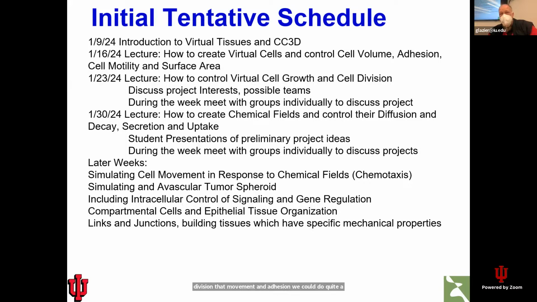And then the following week, we'll start talking about chemical fields, how to control secretion, absorption, cell response to chemical fields. And then beyond that, we'll talk about how cells move in response to chemical signals. We'll begin to build a little avascular tumor spheroid simulation. Later in the class, we'll talk about intracellular control of signaling and gene regulation. And then I hope we'll get into some more advanced topics this semester: compartmental cells, epithelial tissue organization, and how to build simulations with particular mechanical properties.